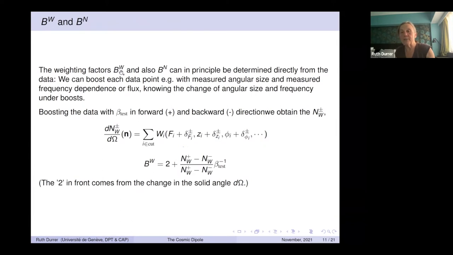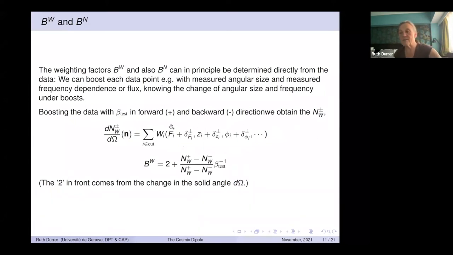These weight factors, BW and BN, can in principle also be determined directly from the data. We can just boost each data point. We know its properties. We know how the properties change under a boost, and we can correspondingly change our weight function.